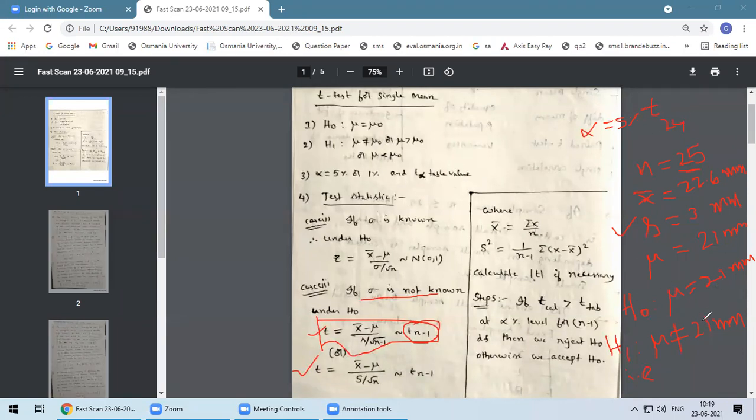Because mu is not equal to mu-naught means what? This test is called a two-tail test. So write down step number 3. Everybody write down step number 3. Step number 3 is nothing but alpha equal to 5%.